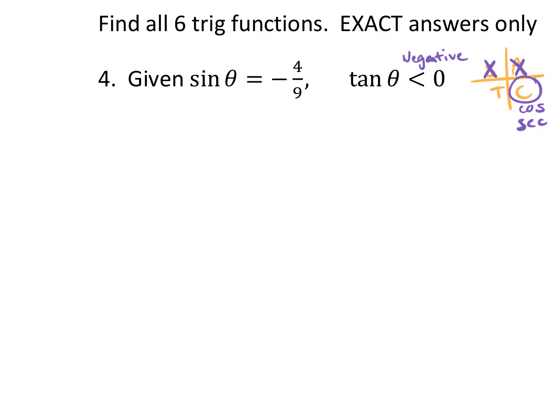So sine is what over what? Y over r, perfect. What do you think the negative goes with, the y or the r? How do you know that it goes with the y? R is always positive, perfect. R is always positive, so r is going to be positive 9. Y is negative 4. How would we find x?